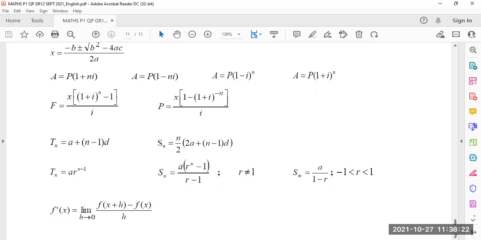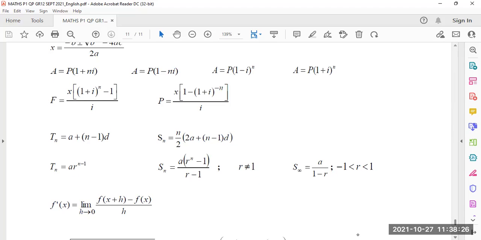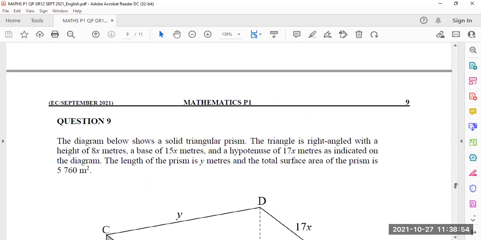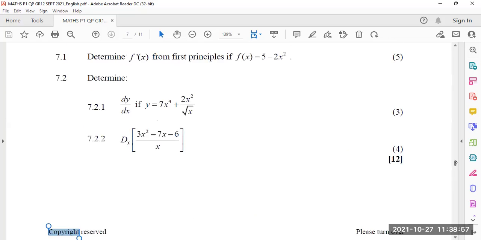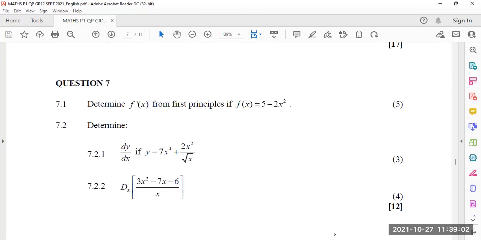So first principle, what does it say? The first principle says, as you can see here, f prime of x is equal to the limit of f of x plus h minus f of x, as h approaches 0, everything over h, right? So we are supposed to use the first principle now to work out question 7. Let's see how we're going to work about it.